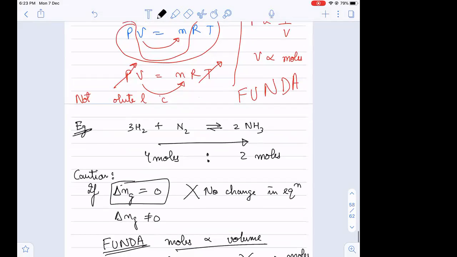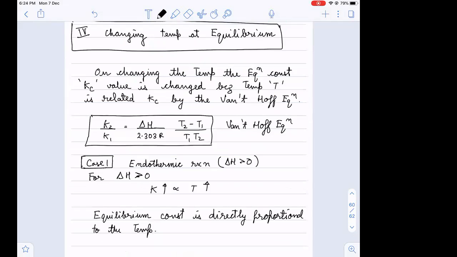Okay. The fourth one is changing temperature at equilibrium. So, what does the change in temperature at equilibrium do? We all know changing the temperature at equilibrium changes the value of the equilibrium constant, that is Kc or Kp both, because both are equilibrium constants.